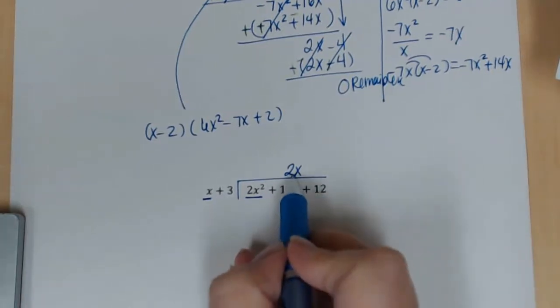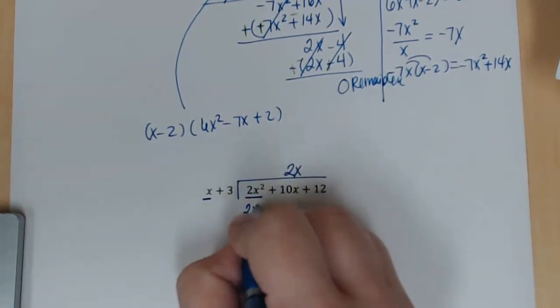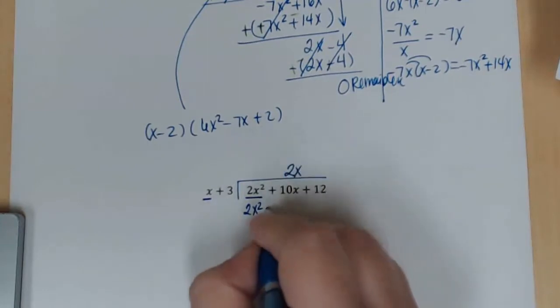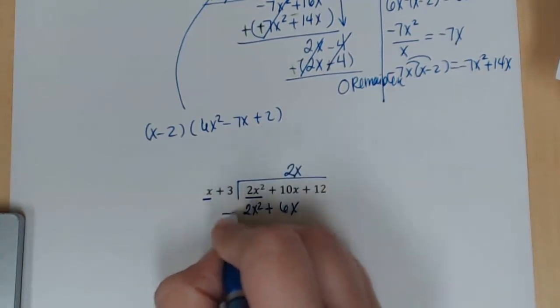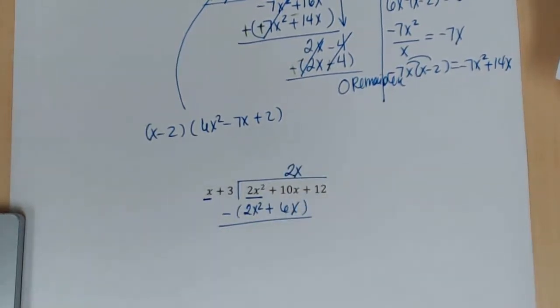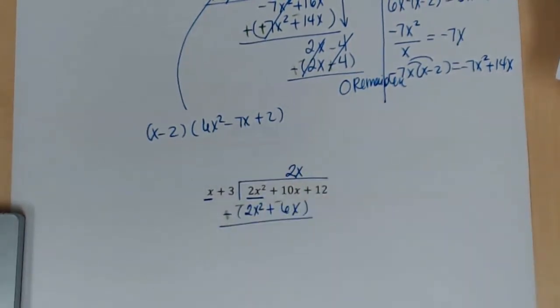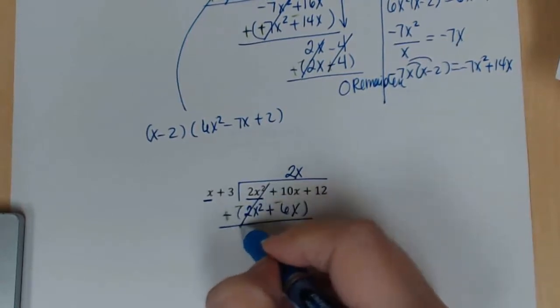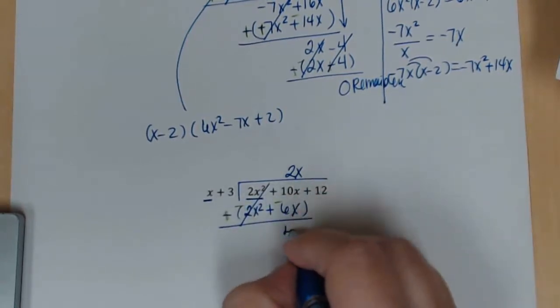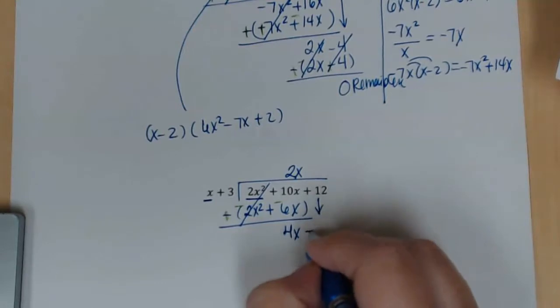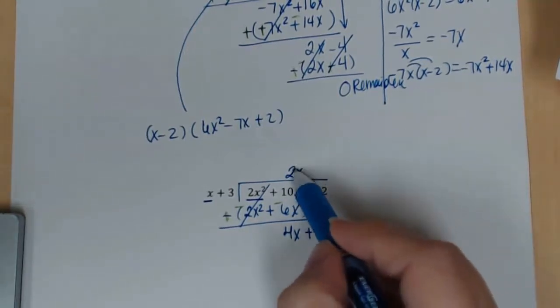Then multiply. 2x times x would give you 2x squared. 2x times 3 gives you a positive 6x. I want to subtract this whole thing, so I'm going to change all the signs. 2 and negative 2 cancel. 10 and negative 6 give me a 4x and bring down the 12. I also place this number above the 10x.